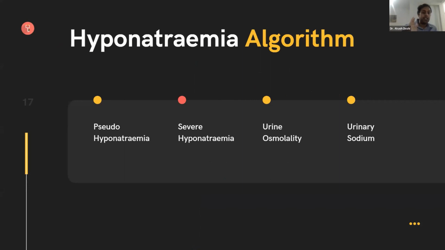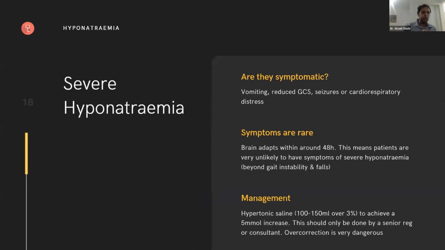Once we've excluded all your kind of fake hyponatremias, now we want to concentrate on the real stuff. And the first thing that we need to exclude is whether it's severe hyponatremia. So as you probably remember from before, severe hyponatremia is when the sodium is below 120. And what we're looking for are they symptomatic from this? Do they have vomiting, reduced GCS, seizures, or cardiorespiratory distress?